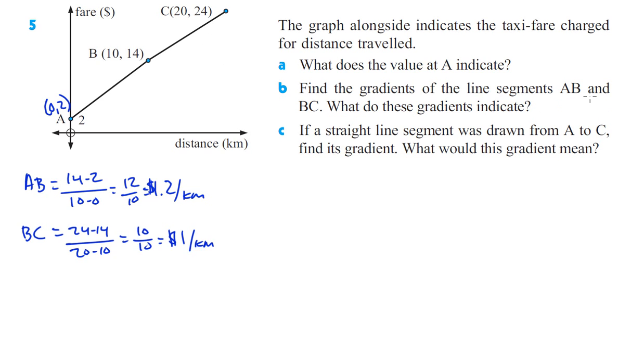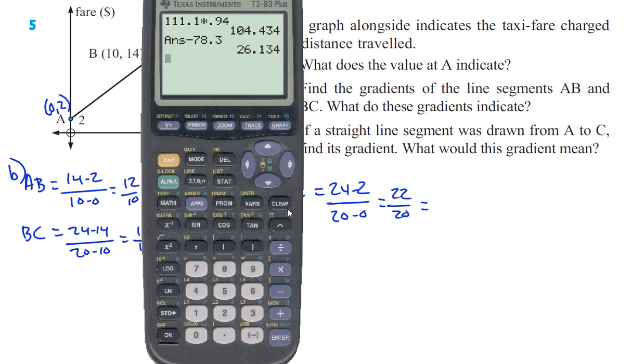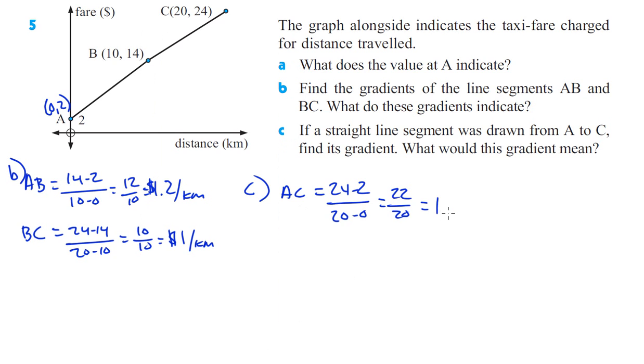Let's see. So that really was, sorry, that was part B. So part C, we've got if a straight line segment is drawn from A to C, find its slope, and what would this slope mean? So from AC, that's going to be 24 minus 2 over 20 minus 0. So that gives us 22 over 20. All right, so if we do 22 divided by 20, we get 1.1.